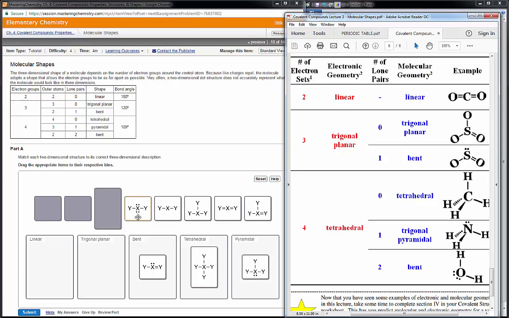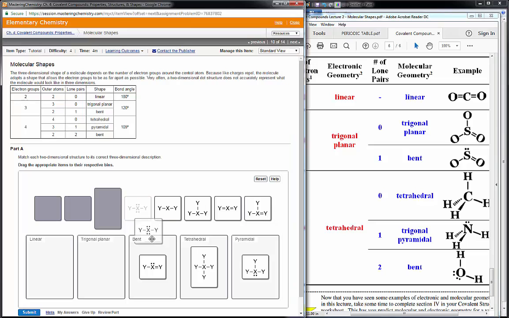This one has got 4 electron sets because each lone pair counts as 1 set and each single bond counts as 1 set. So 4 sets with 2 lone pairs. 4 sets gives us tetrahedral electronic geometry. 2 lone pairs means that the atoms in the molecule are making this bent shape. So this is also bent. It's a different kind of bent though, right? This is bent with a bond angle of 109 and this is bent with a bond angle of 120. We still just call both of those bent.